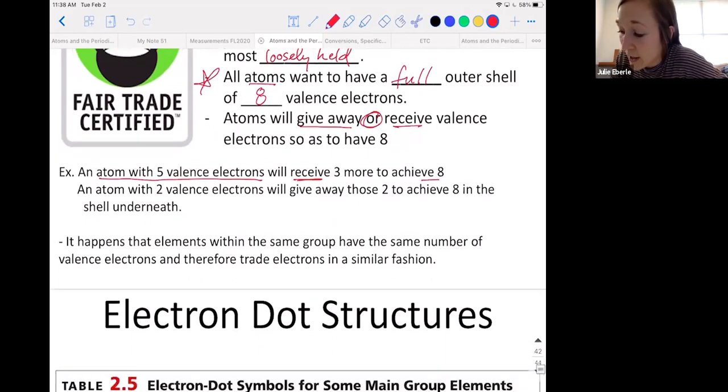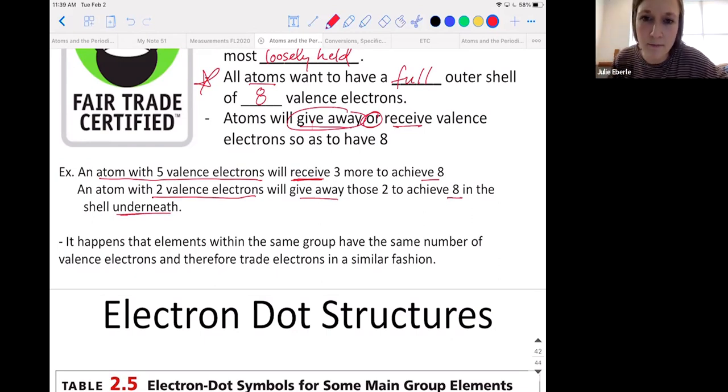All right, for another example. So this is an example of how an atom will receive electrons to get the octet, but remember we said they can give away or receive. An atom with 2 valence electrons will tend to give away those 2 to achieve a set of 8 in the shell underneath. Okay, what does that mean? Let's look at an example of that.